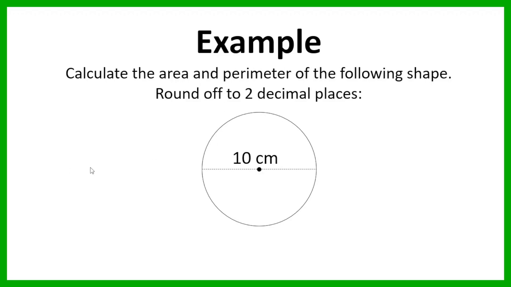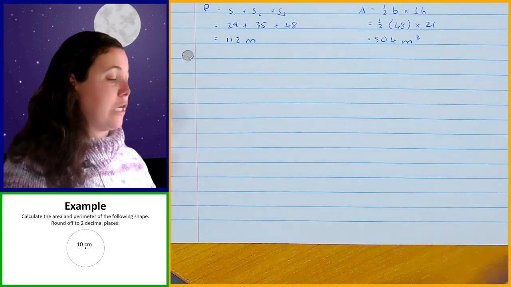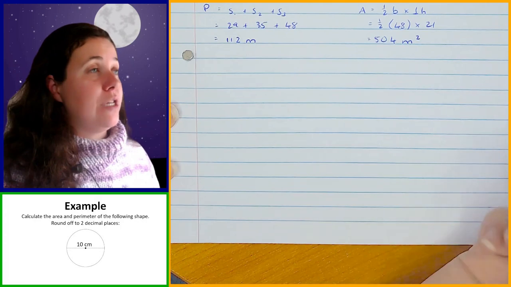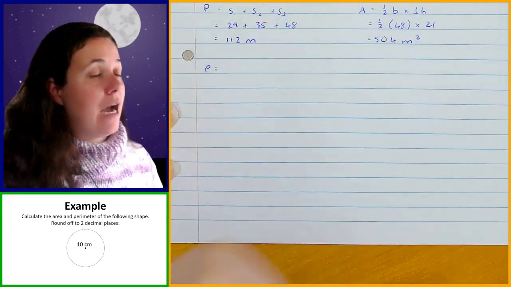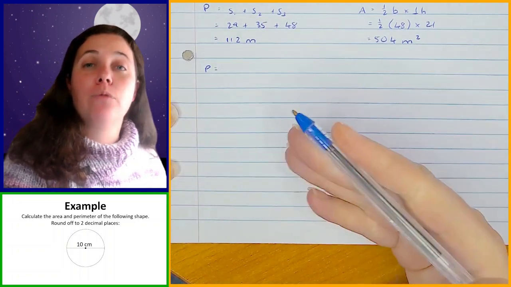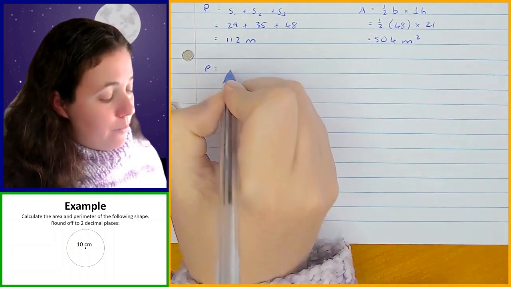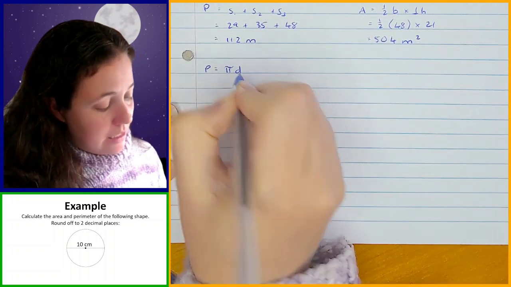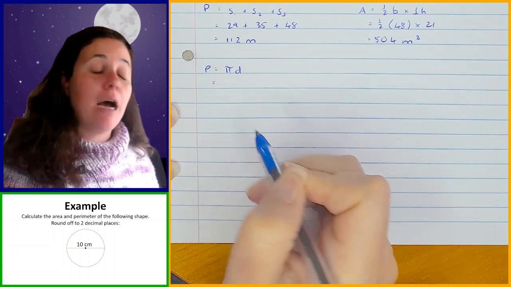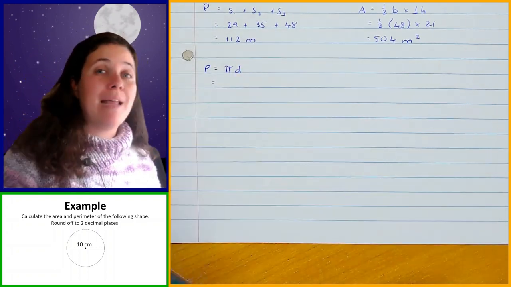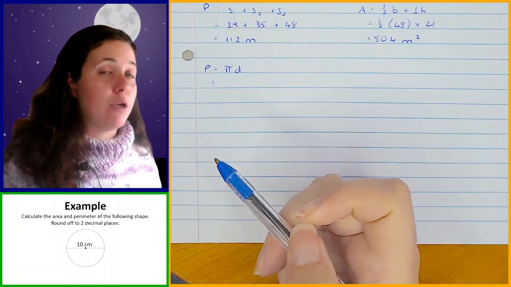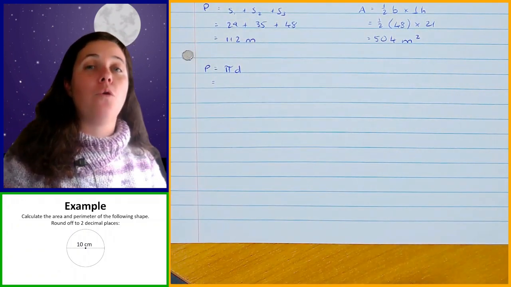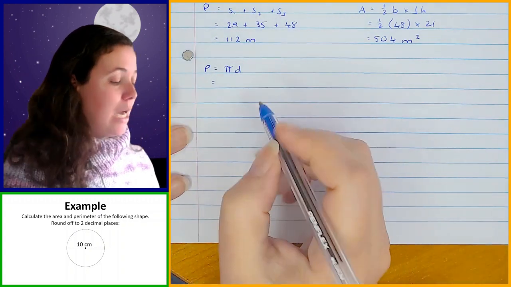Okay, so let's go and have a look at how we would do this. So first, we're going to work out our perimeter or the circumference of the circle. So the perimeter is equal to, I've been given the diameter, so I'm going to use the formula that uses the diameter. So pi times the diameter. Okay, now I'm not going to replace pi with anything. I'm going to keep on writing it as pi because pi is the symbol for that long irrational number. I'm not going to change it.